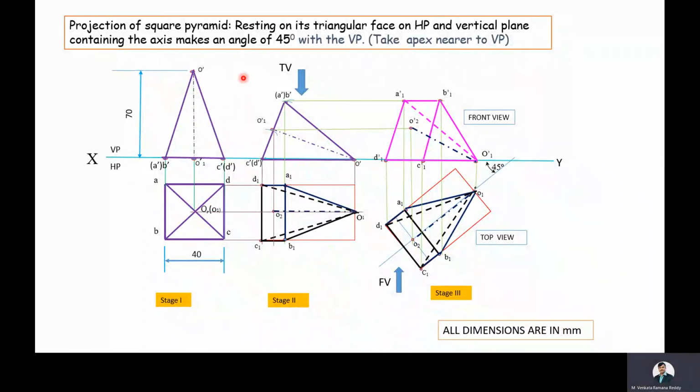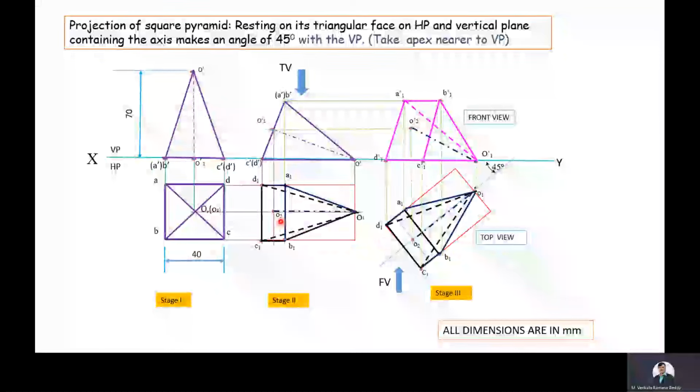Here, the triangular face image of OCD say O dash C dash D dash is kept on the XY line. Then completed drawing the second stage front view. From the second stage front view as well as first stage top view, projecting the second stage top view is completed. This is the third stage solution.